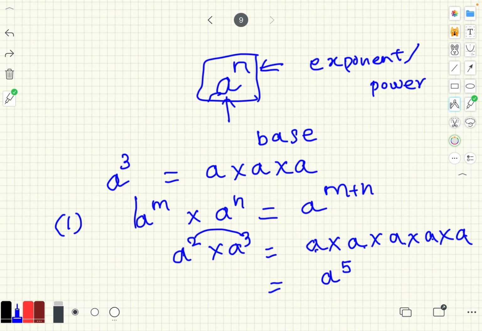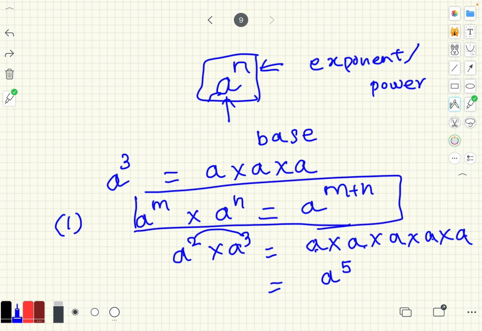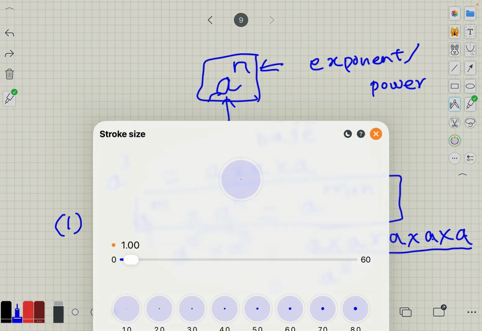The first law explains that you must understand that only when the bases are identical can we count them. This rule only works when the base is the same. When the identical base is there, we can simply add the exponents. So this is the first law of exponents. Now let's think about the second one.